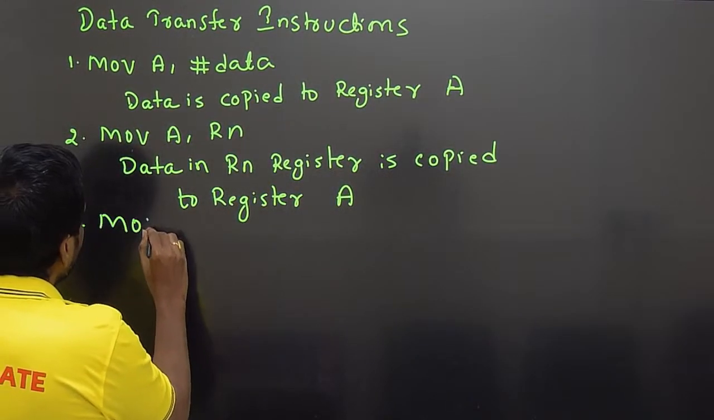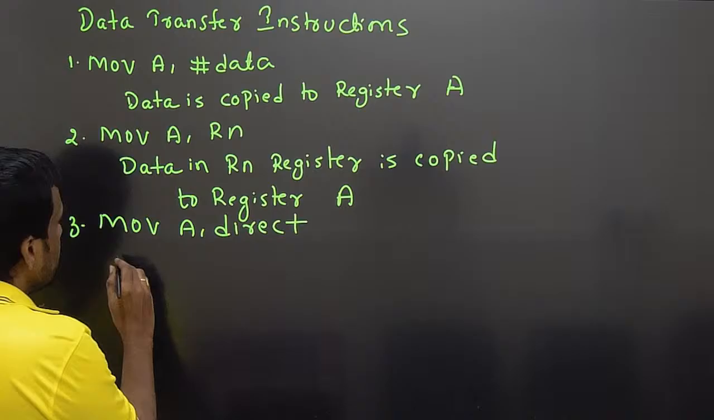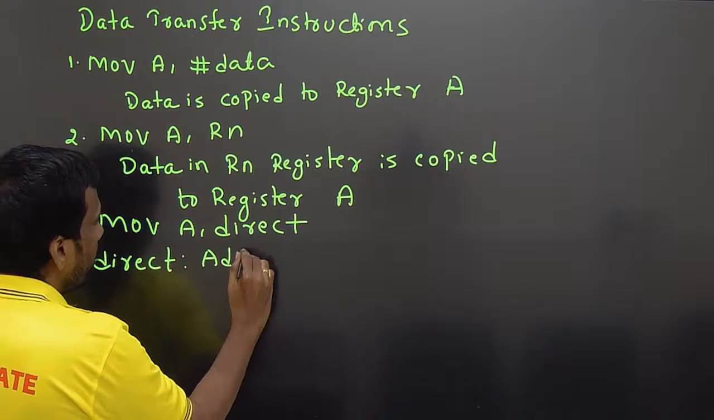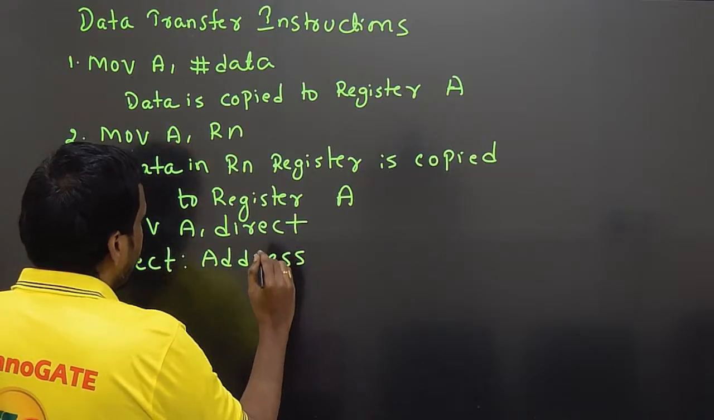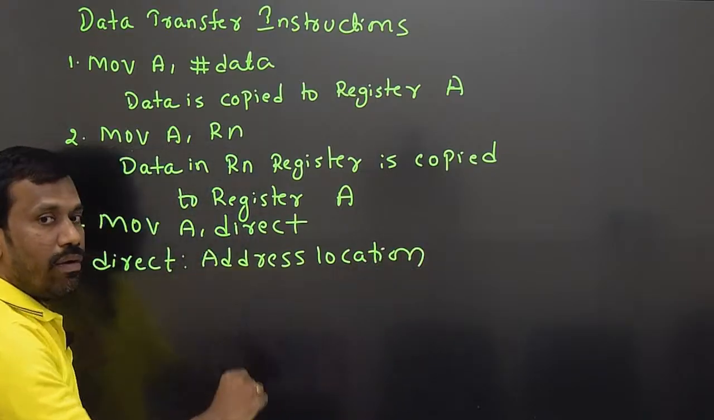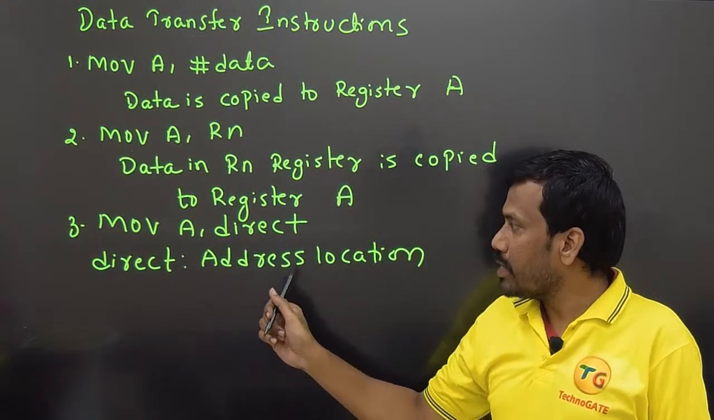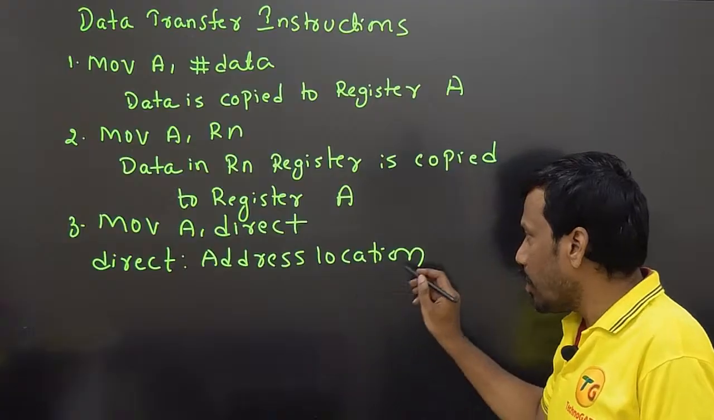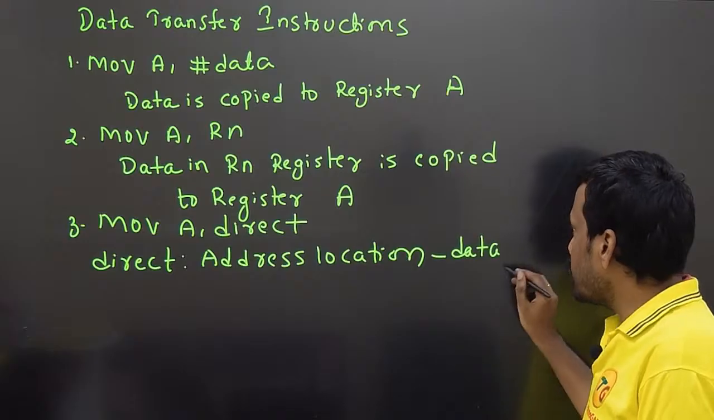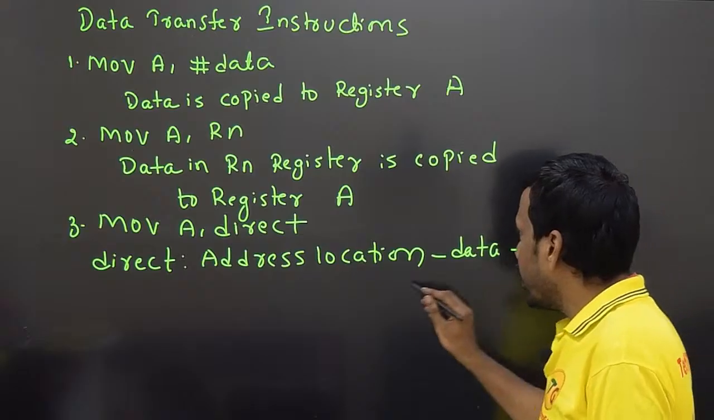And the next, third one, is MOV A, direct. What is direct here? Direct is nothing but an address location. In the address location, data is there, and this data is copied to register A.